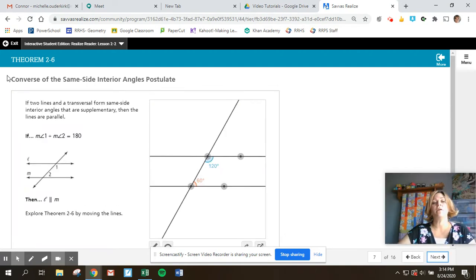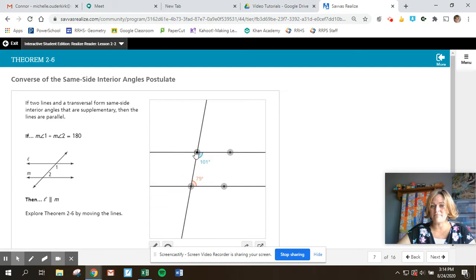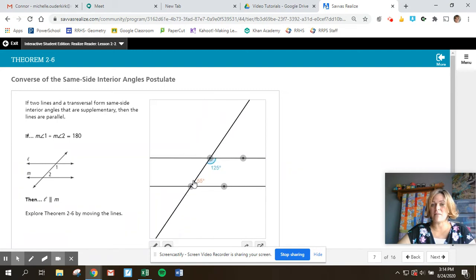Okay, another theorem, converse of same side interior. And I like how you can manipulate these. Notice these same side interior, they always add up to 180. Same side interior are supplementary, and they make that capital C kind of thing right there. So same side, supplementary. If that's true, then the lines are parallel.